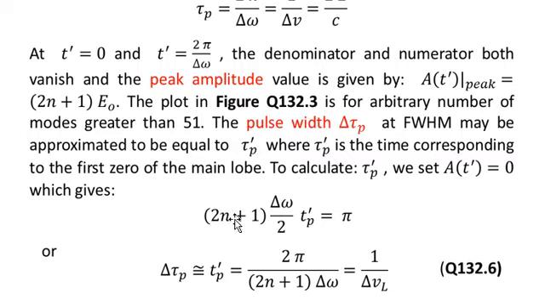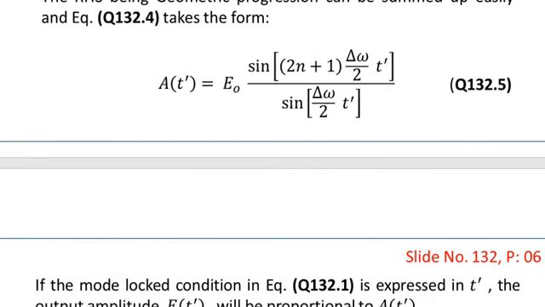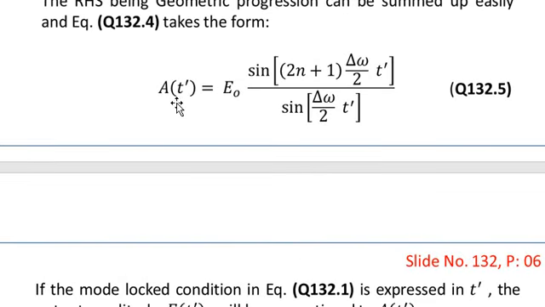So from the numerator, because the numerator will vanish when it satisfies this condition. That is the numerator of this function. When we want to make a of t prime equal to 0, this is only possible when the numerator is equal to 0, and that will only be possible when the argument of the sine function in the numerator is equal to pi.